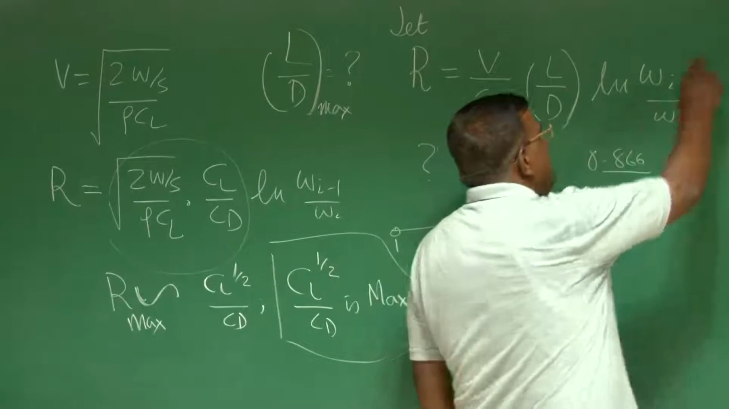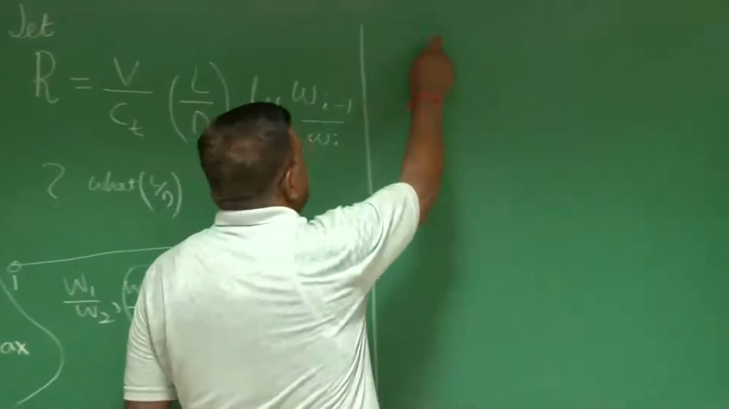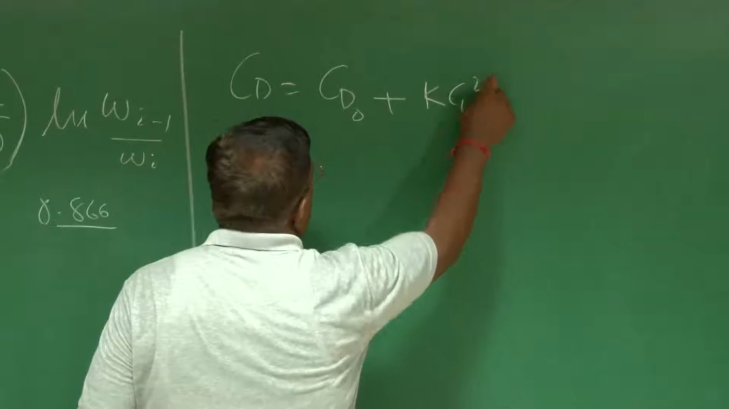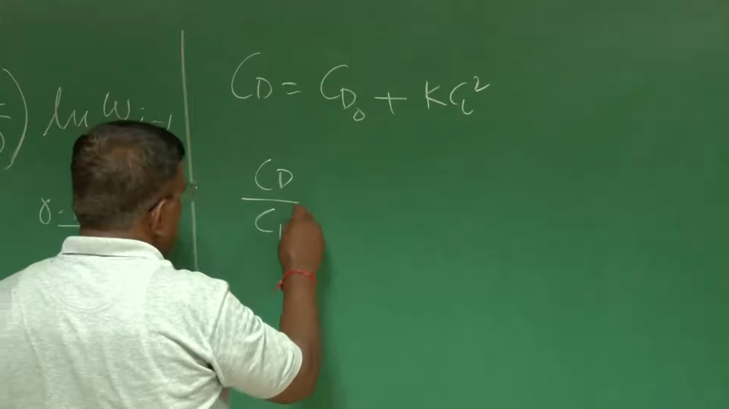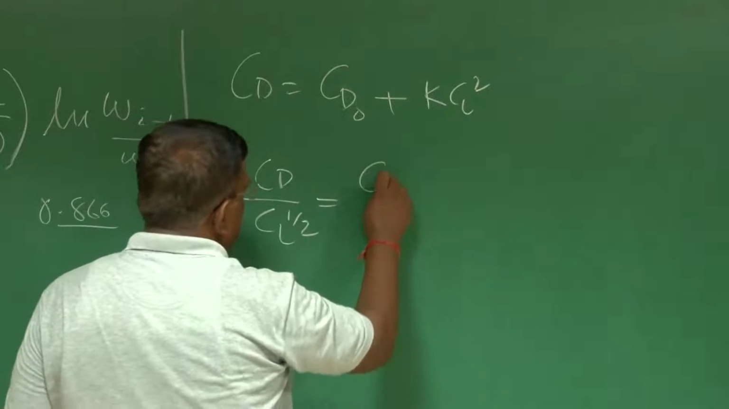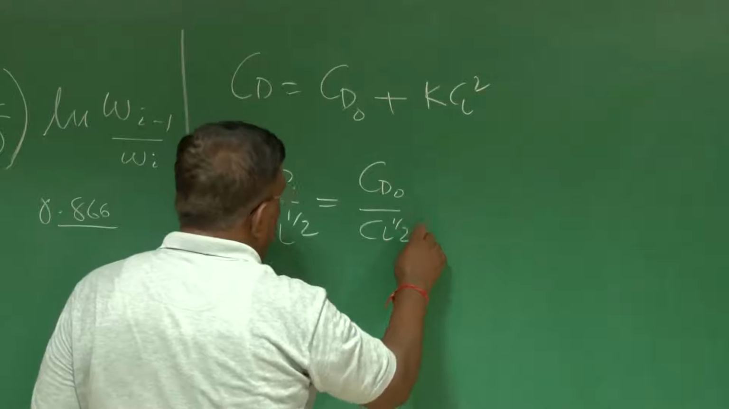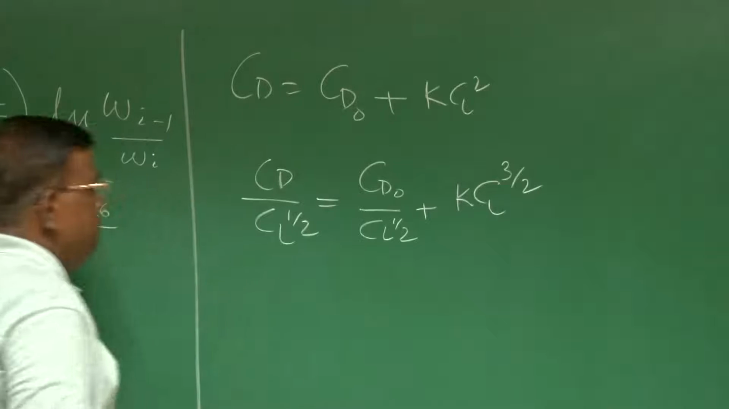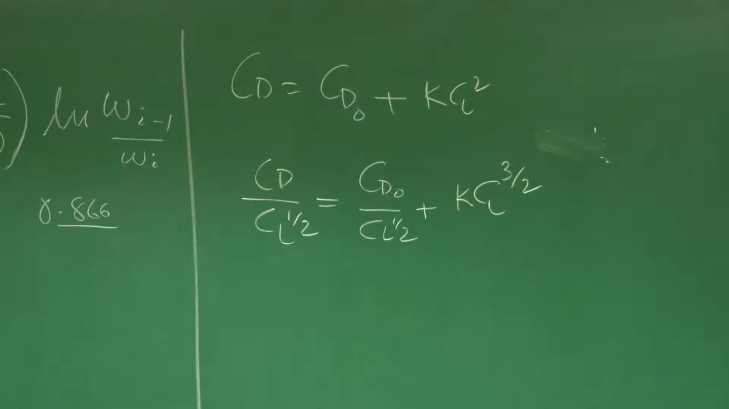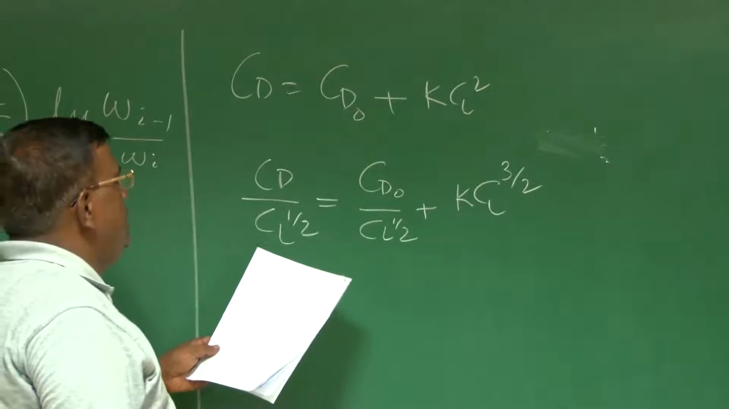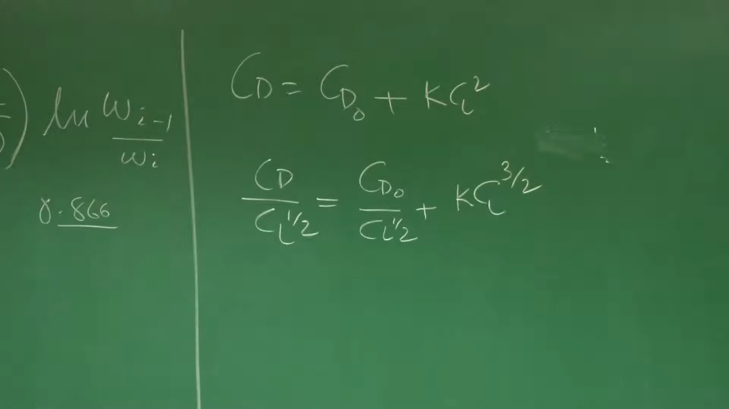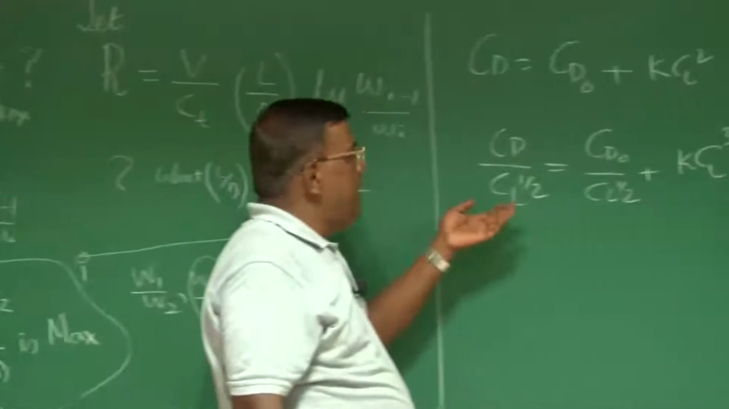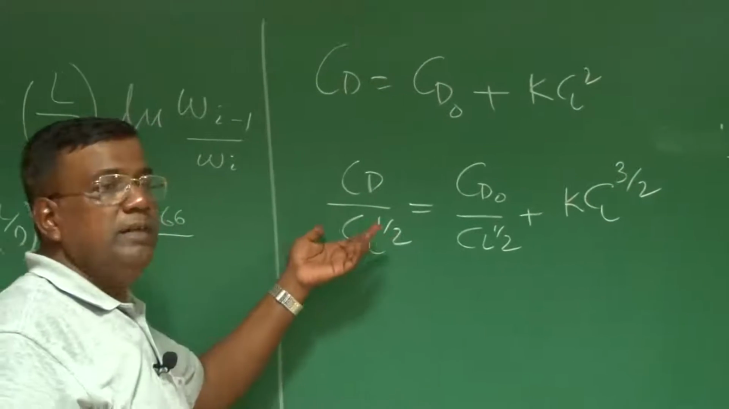Just to revise, what does that mean? You know, CD equal to CD naught plus K CL square. So I can write CD by CL to the power half is equal to CD naught by CL to the power half plus K CL to the power 3 by 2. Now you know, if I want to find out what is that CL for which CL to the power half by CD is maximum, which is the condition here, indirectly I can look for mathematically what is that CL at which CD by CL to the power half is the minimum, right?